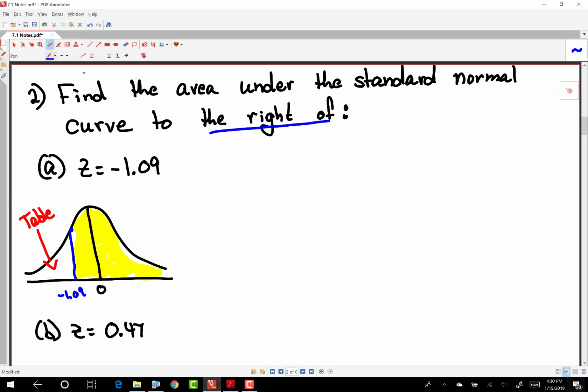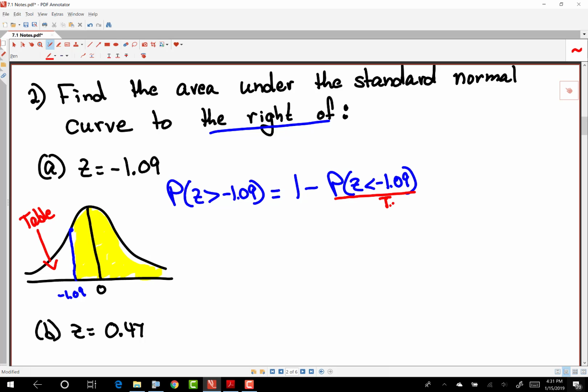So when you're doing an area to the right, it's a greater than. We're finding the probability that z is greater than negative 1.09. That's equivalent to doing 1 minus the probability that z is less than negative 1.09, because this number right here is what the table gives us. The table always gives the area to the left. So if you want an area to the right, you're going to subtract the table value from 1. So this will be 1 minus, and now let's get that table value.